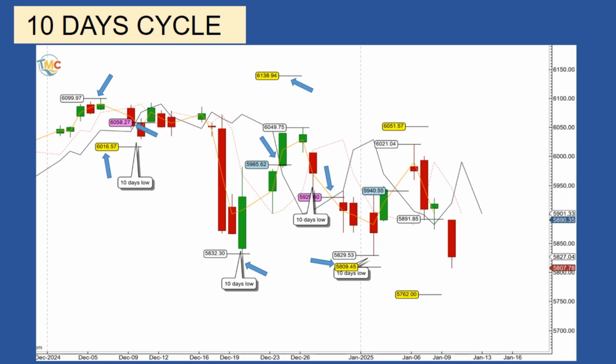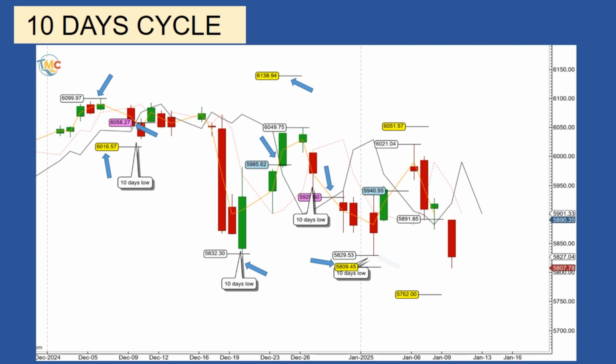On January 2, 2025, the S&P 500 made a low at 5,829, missing its target by only 0.34%. Since the low was within the 0.5% margin of error, the target is considered met.